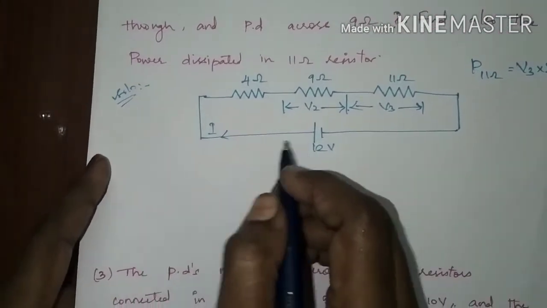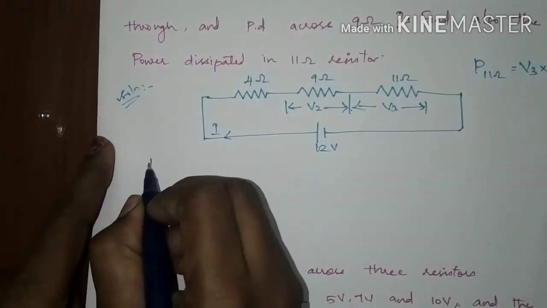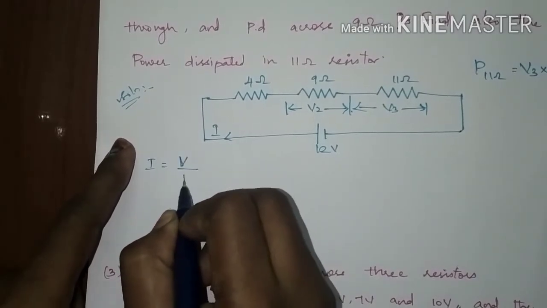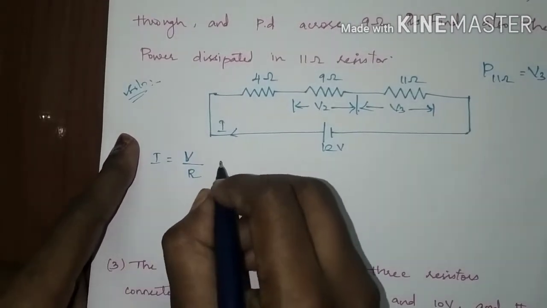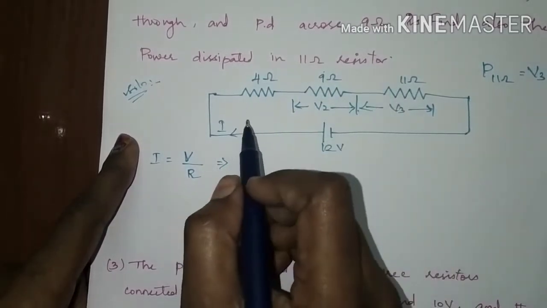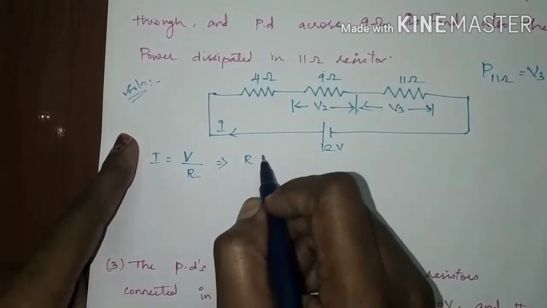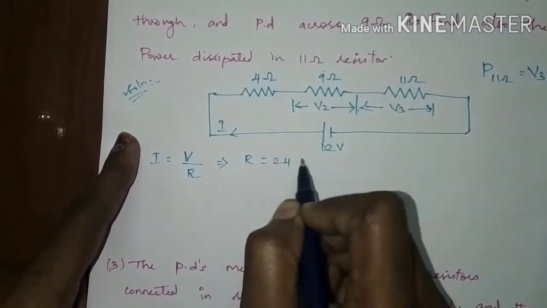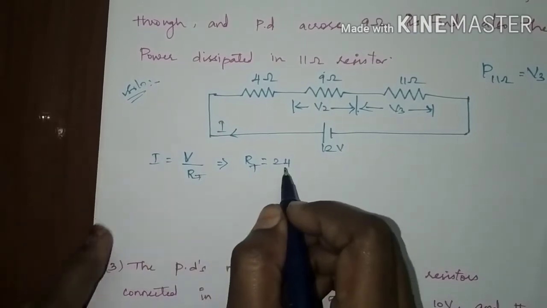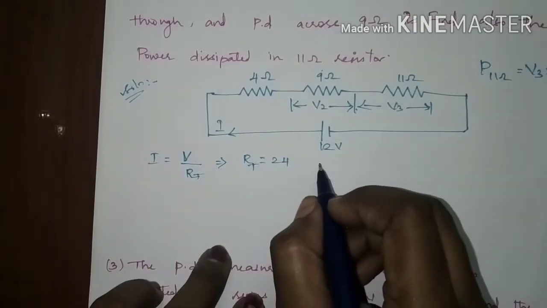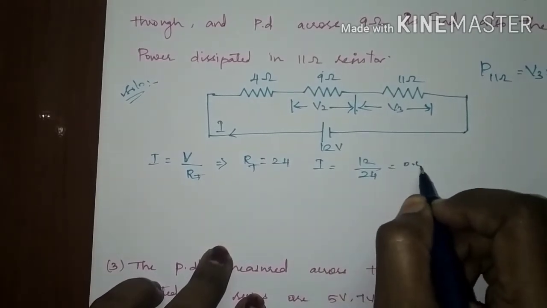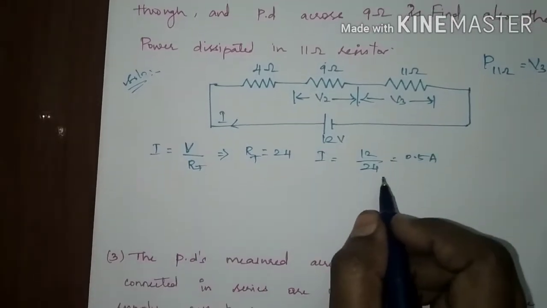It is a very easy problem only. First we can find the current. According to Ohm's law, current can be given by voltage divided by the total resistance. Your total resistance value is the sum of all the resistances present in the circuit. So, 4 plus 9 plus 11, R total would be 24 ohms. So, the total current I can be given by 12 divided by 24, which is 0.5 amps. We have got the value of the current.